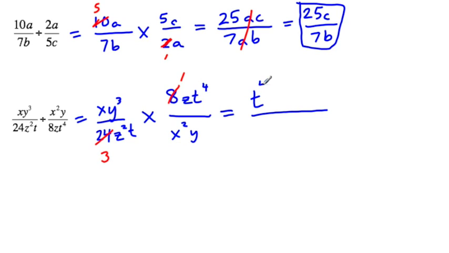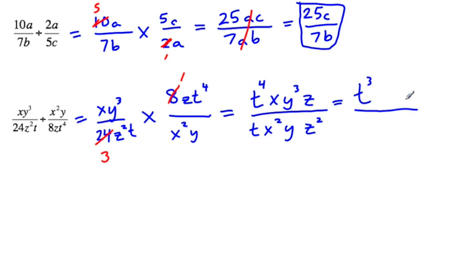So in alphabetical order here, I have t to the fourth, x, y to the third, z, over, looking over here, 3, t, x squared, y, z squared. All right, now I can see that I'm not done because I can simplify this even further. Because I have 4 t's multiplied together over here being divided by 1 t, I'm left with t to the third in my numerator, and I have x being divided by x squared, so I have 2 x's in my denominator, 1 in my numerator. So there's going to be 1 left in my numerator.